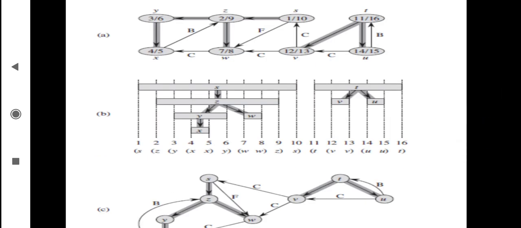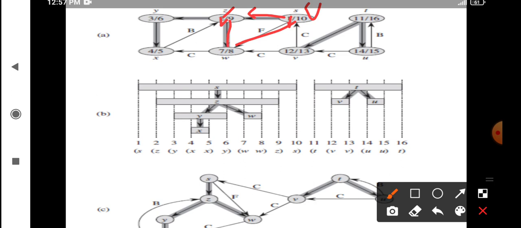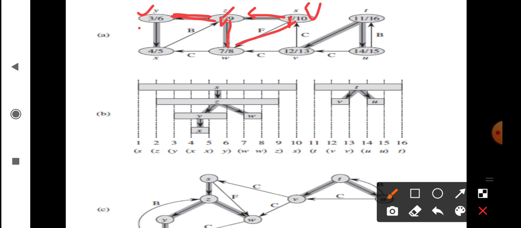Here we are starting from S, the source vertex. S is 1. Then we look at the next adjacent vertices: Z and W. Here we are selecting Z. So Z's starting time is indicated by 2. Then the next adjacent are W and Y. We are selecting Y. So Y's discovering time is incremented by 1.